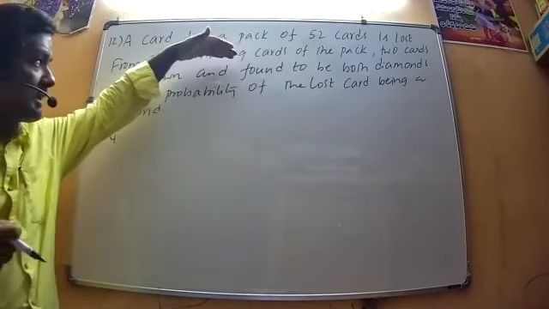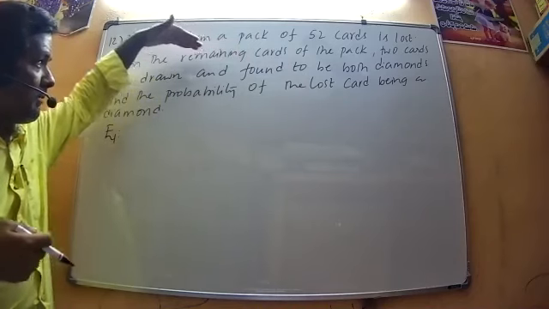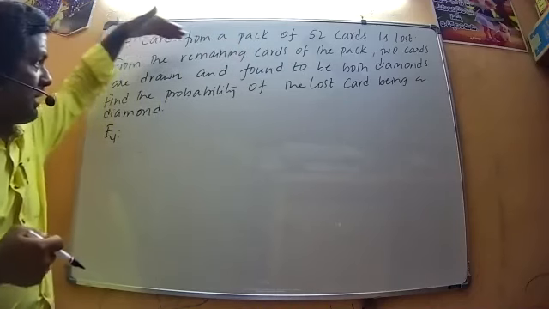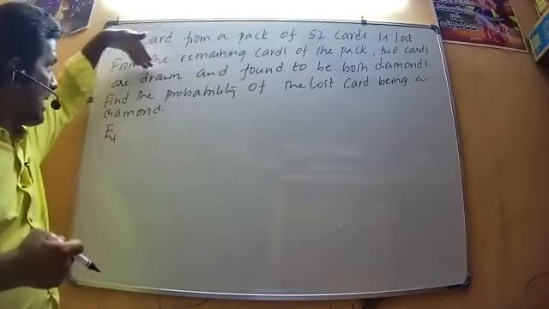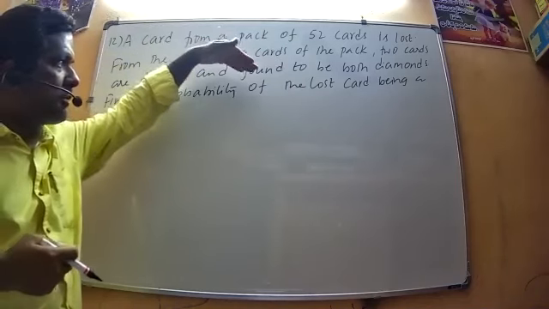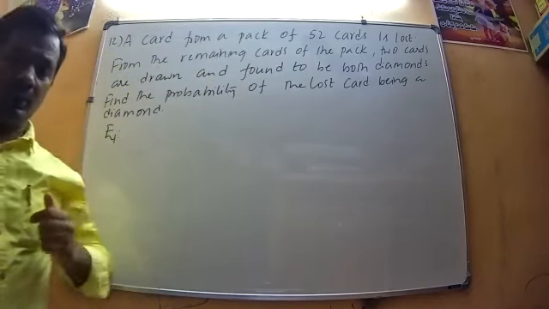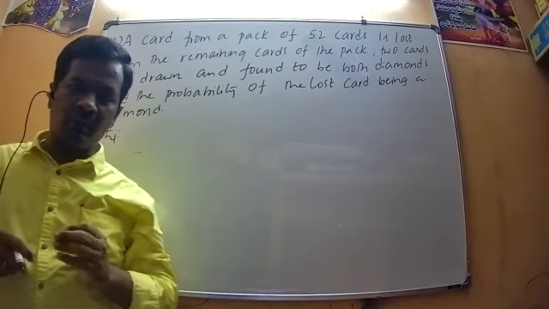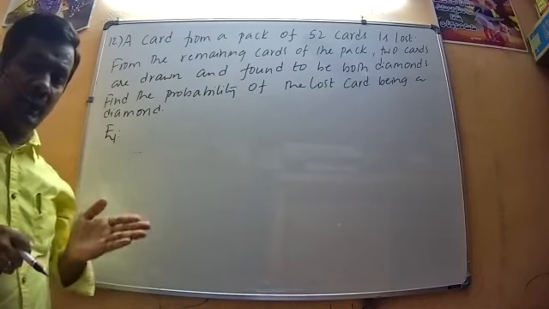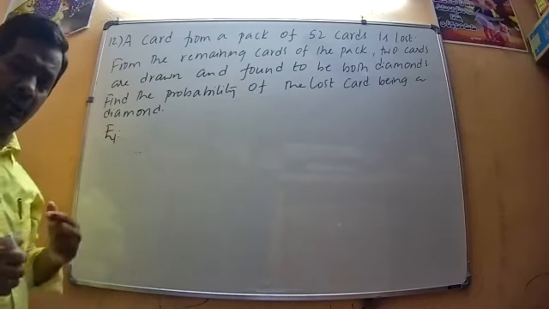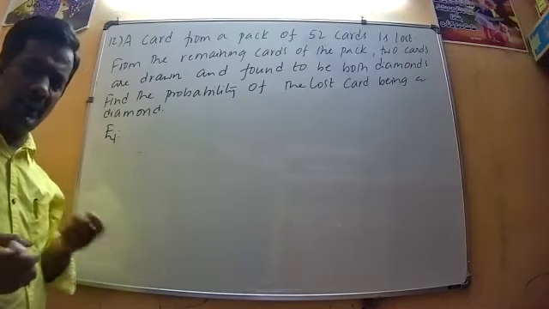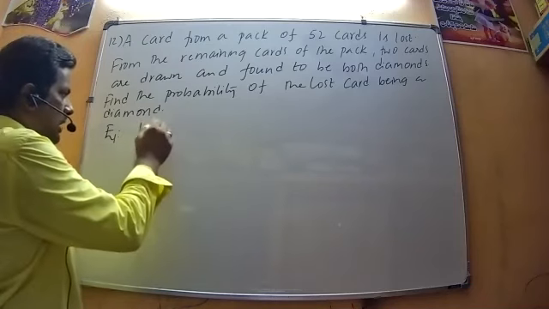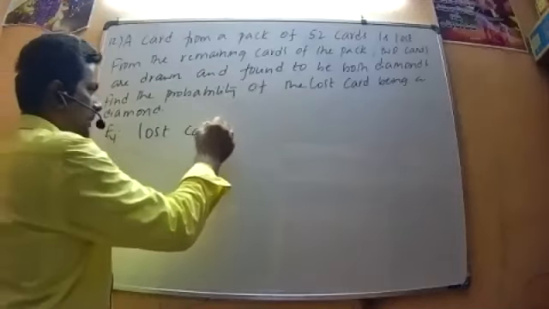How do you know it is a diamond card? Because in the third line of the problem, he mentioned very clearly: from the remaining cards of the pack, the two cards are drawn and found to be both diamonds. So the question is related to diamond cards, obviously. So one card is lost. Let E1 be the event that the lost card is a diamond.